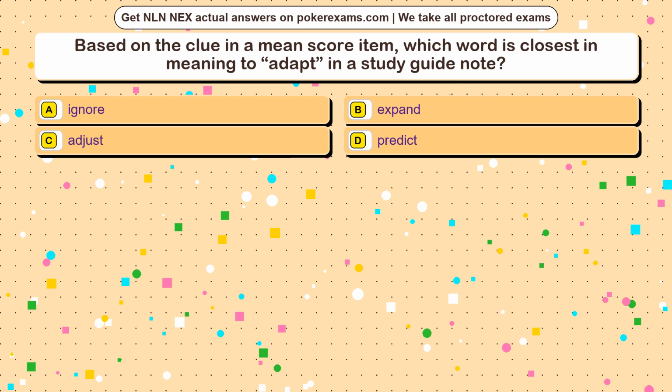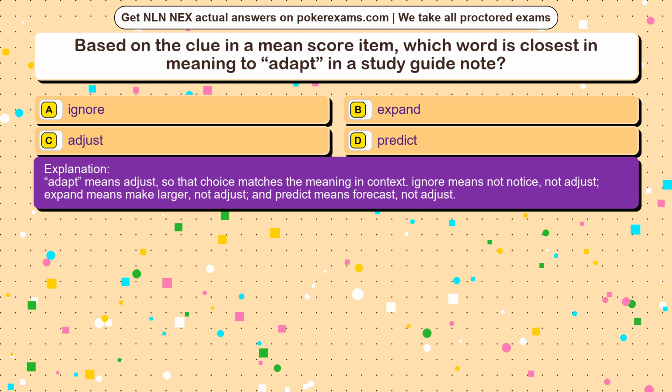The correct answer is option. Adapt means adjust, so that choice matches the meaning in context. Ignore means not notice, not adjust. Expand means make larger, not adjust. And predict means forecast, not adjust.